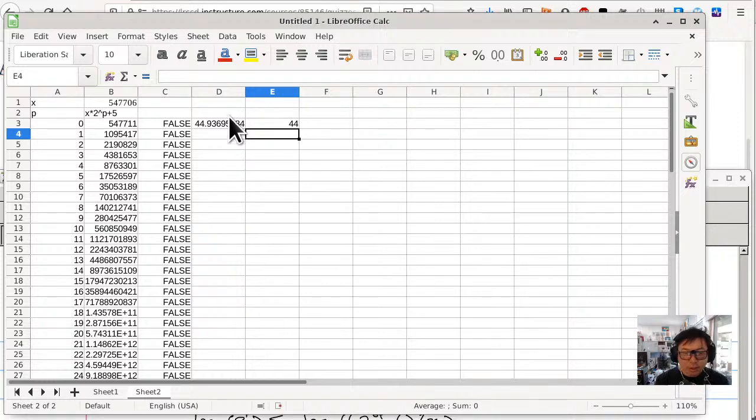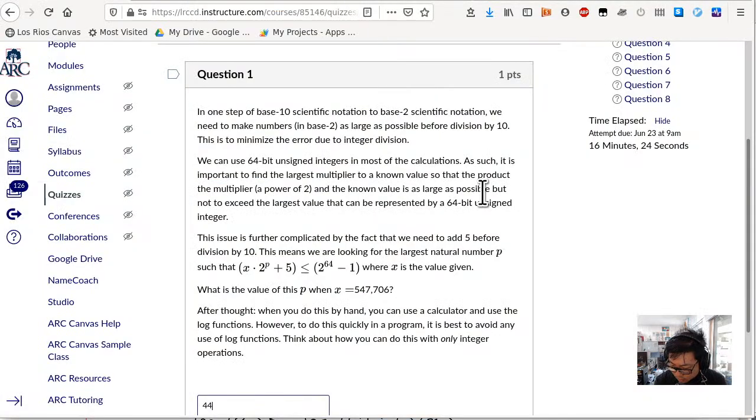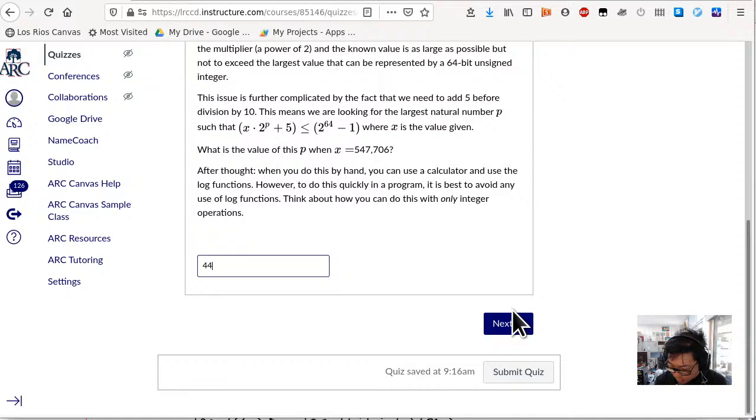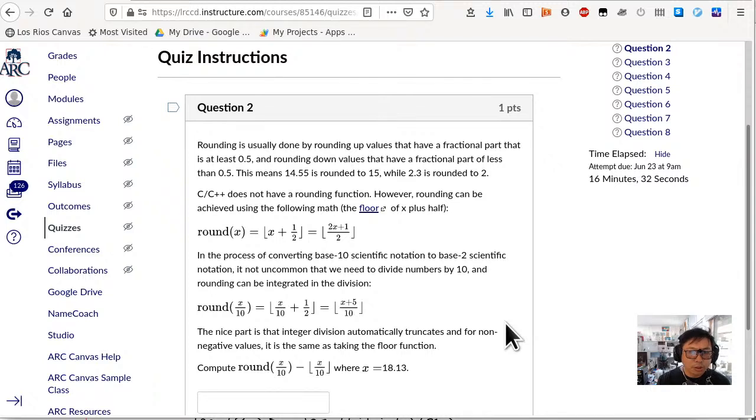All right. So let's move on to the next question then. So here's, okay, 44 is the answer to this one. And then the next question. The next question is not really supposed to be really hard.